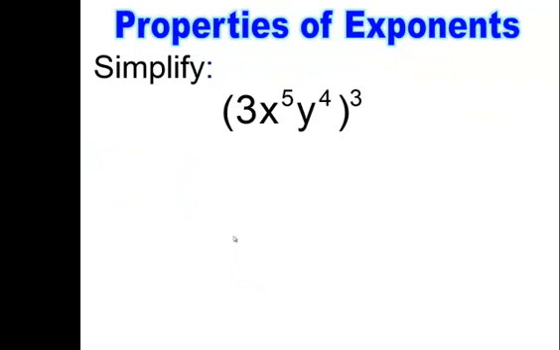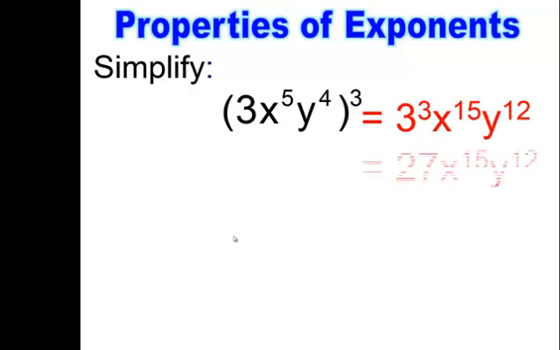Pause and try. So here you have 3 to the 3rd power, x to the 15th, y to the 12th, and make sure you simplify that 3 to the 3rd. It's 3 times 3 times 3, which equals 27.